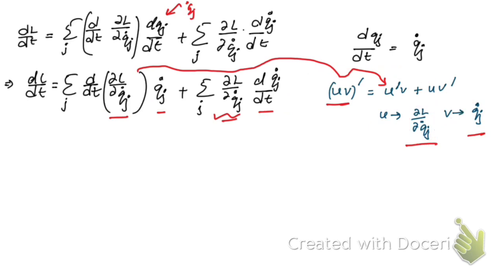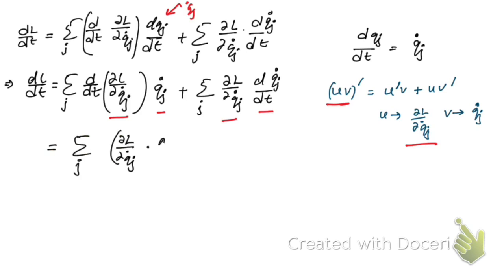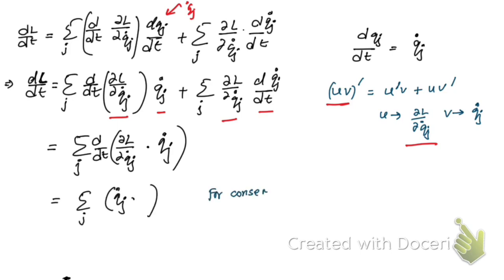So now let me first clean it. Then we can write it this way. Here we have used the product rule. Now let me write the derivative here. For a conservative system, ∂L/∂q_j dot is nothing but ∂T/∂q_j dot, where T is the kinetic energy, which is equal to the momentum p_j. Hope you have understood this.